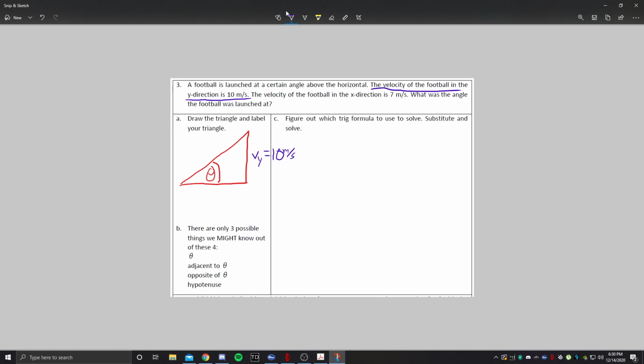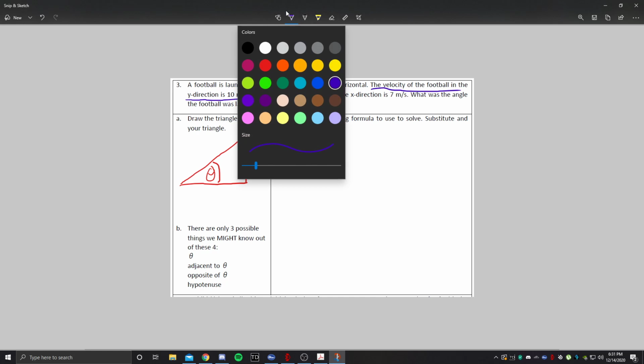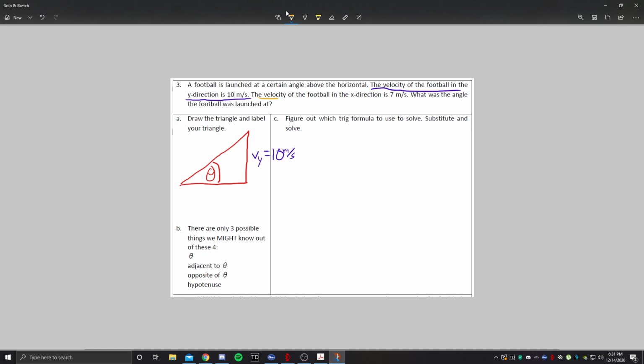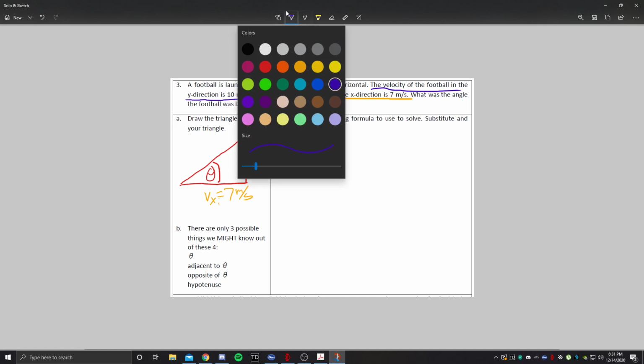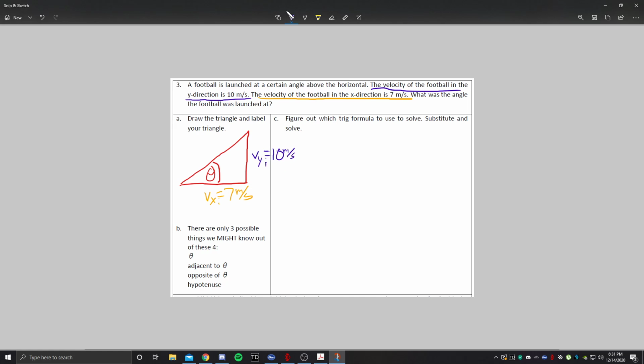The velocity of the football in the x direction is 7 meters per second. And these are initial velocities. So the question then asks, what is the angle the football is launched at? So we want to find out what our angle is.